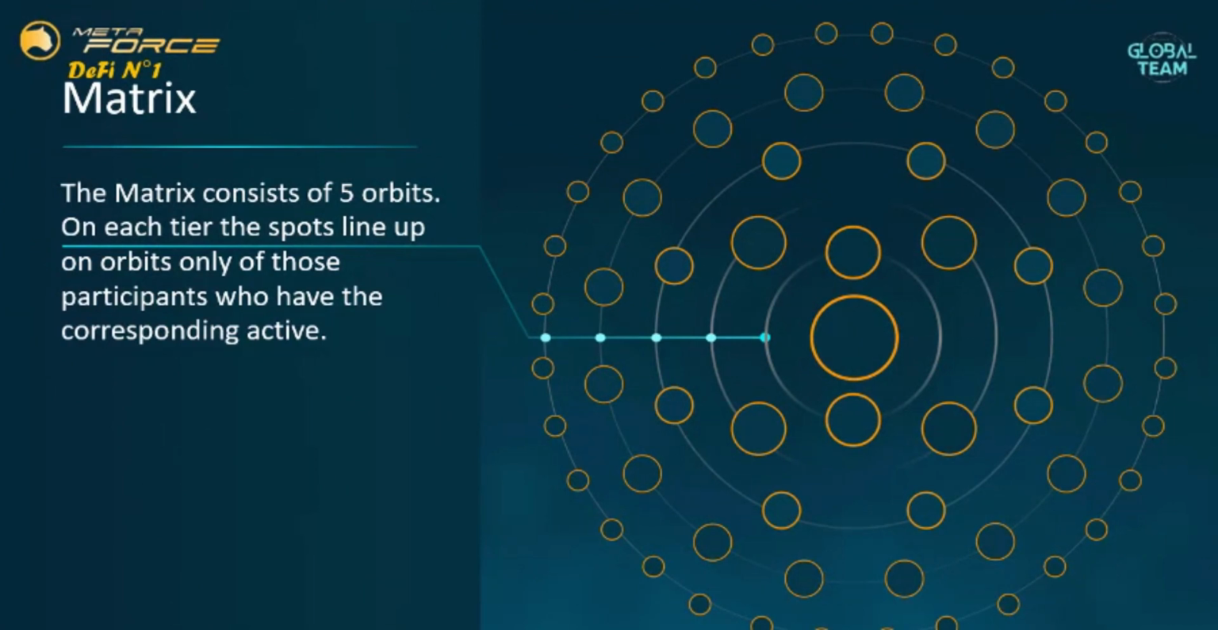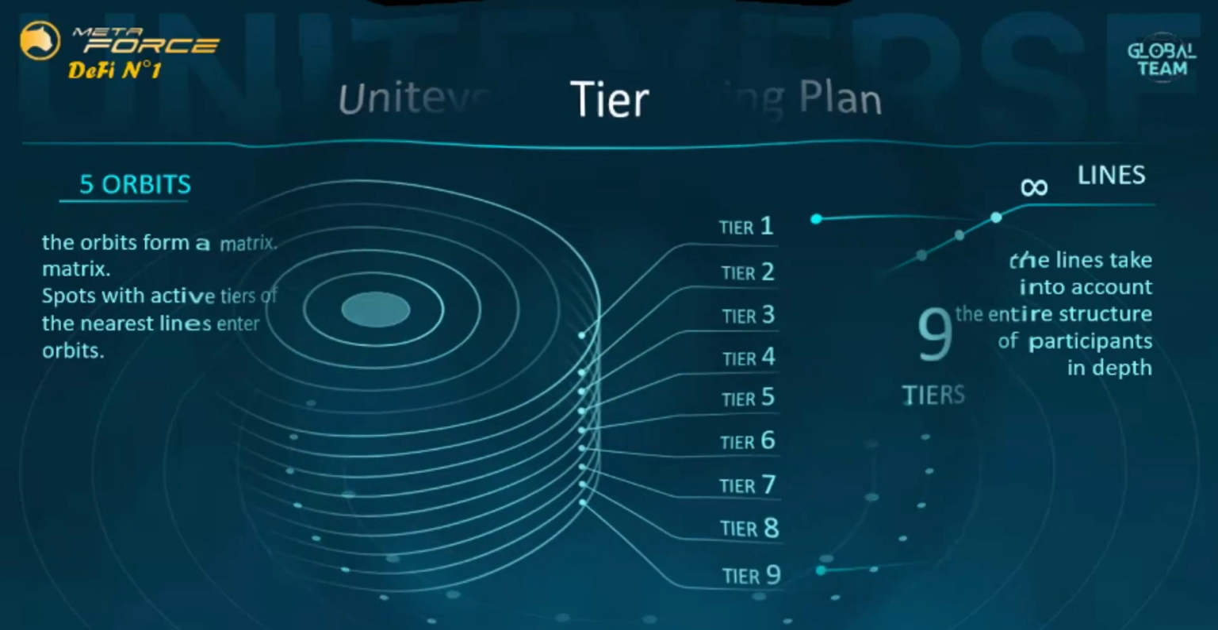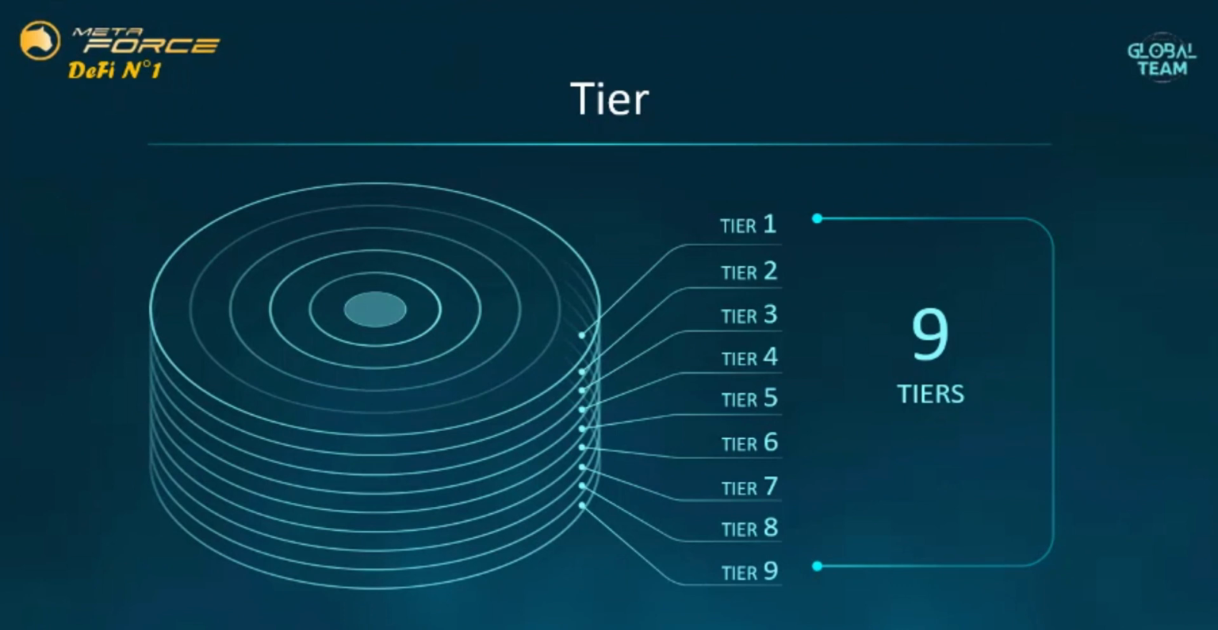The matrix consists of 5 orbits. On each tier the spots line up on orbits only of those participants who have the corresponding tier active. The orbits form a matrix. Spots with active tiers of the nearest lines enter orbits. The lines take into account the entire structure of participants in depth. The Uniteverse marketing plan has 9 levels or packages.